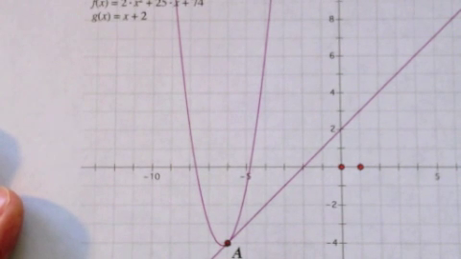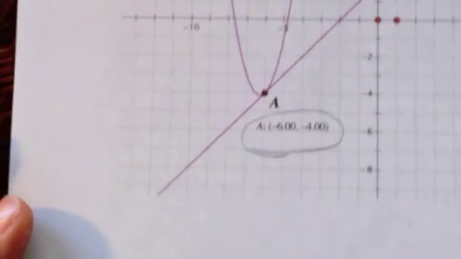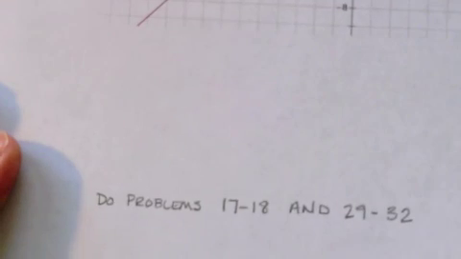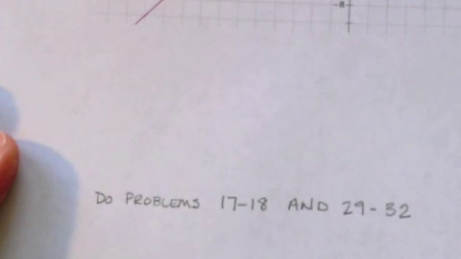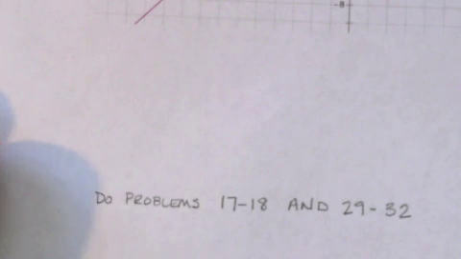So now you have the information that you need to do in your review packet, problems 17 and 18, and I believe those are on page 3, and also 29 through 32 on page 4. Give those a try.